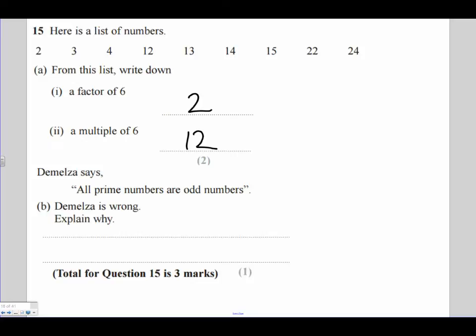Demelza says all prime numbers are odd. She's wrong. Explain why. Well, prime numbers are numbers only divisible by 1 and themselves, but the first prime number is the number 2, and 2 is even. So this proves that Demelza is wrong.